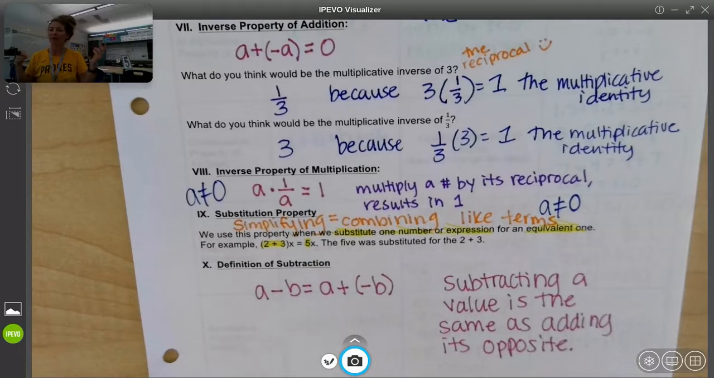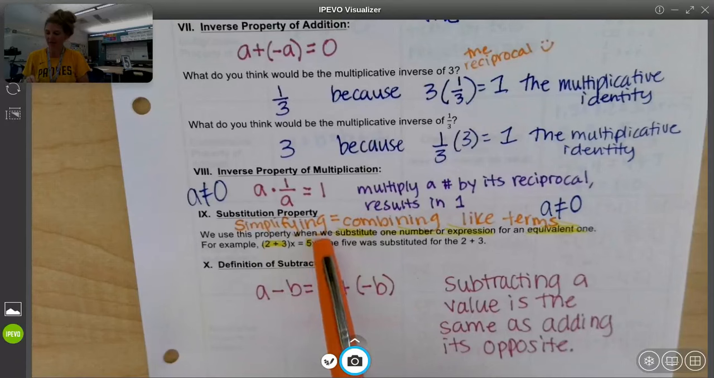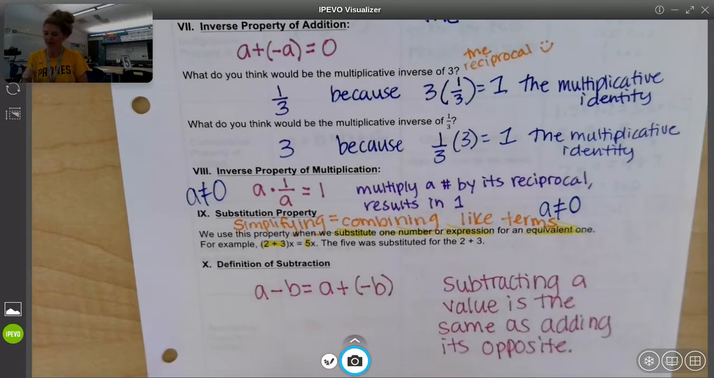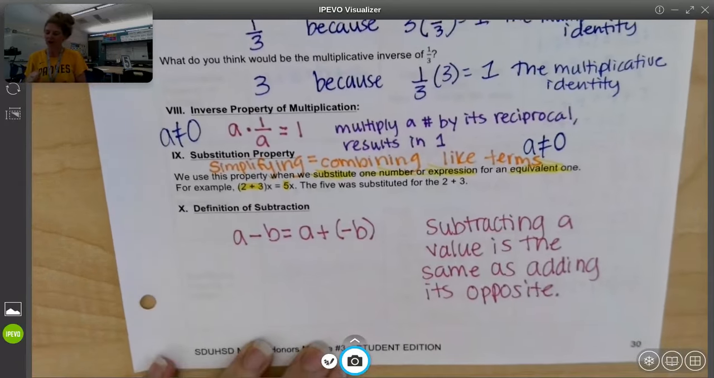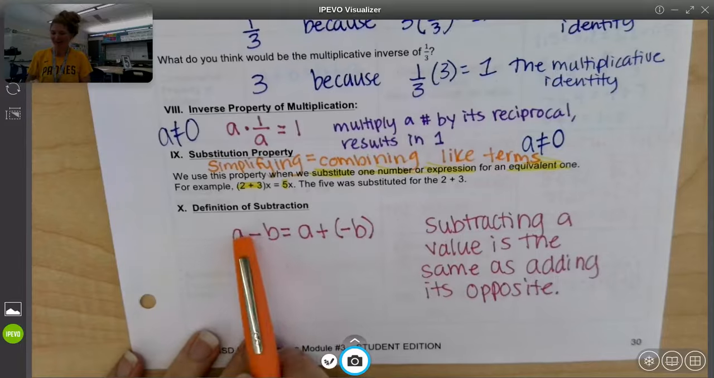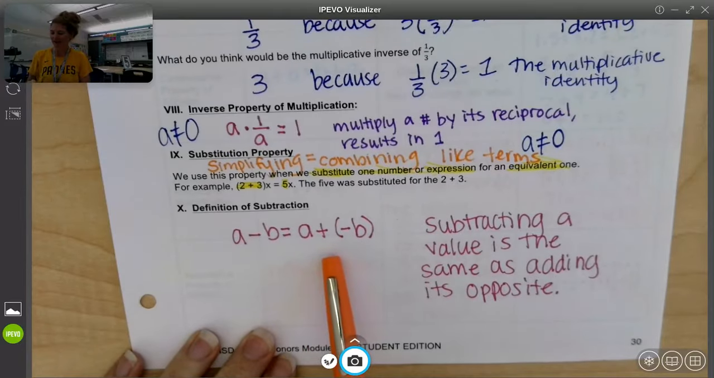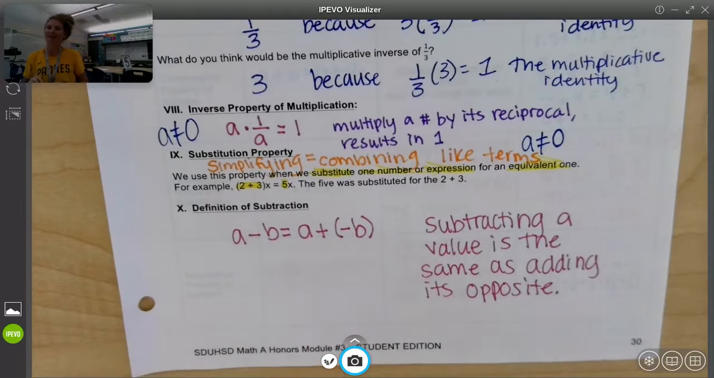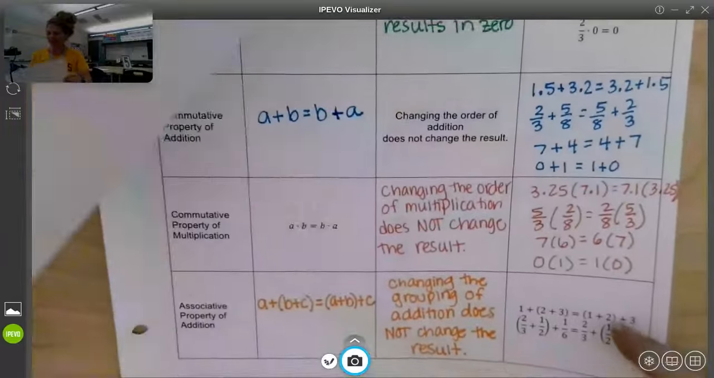I like to think about it more like simplifying and combining like terms, because a lot of times in proofs, you have a lot of substitution of things equaling what was above it, and it can be a little confusing. So substitution property, think about simplifying and combining like terms. Definition of subtraction, we've been working with this a lot. It's made our modeling so much better. A minus B is the same as A plus negative B. Subtracting a value is the same as adding its opposite. Hope you said that with me.